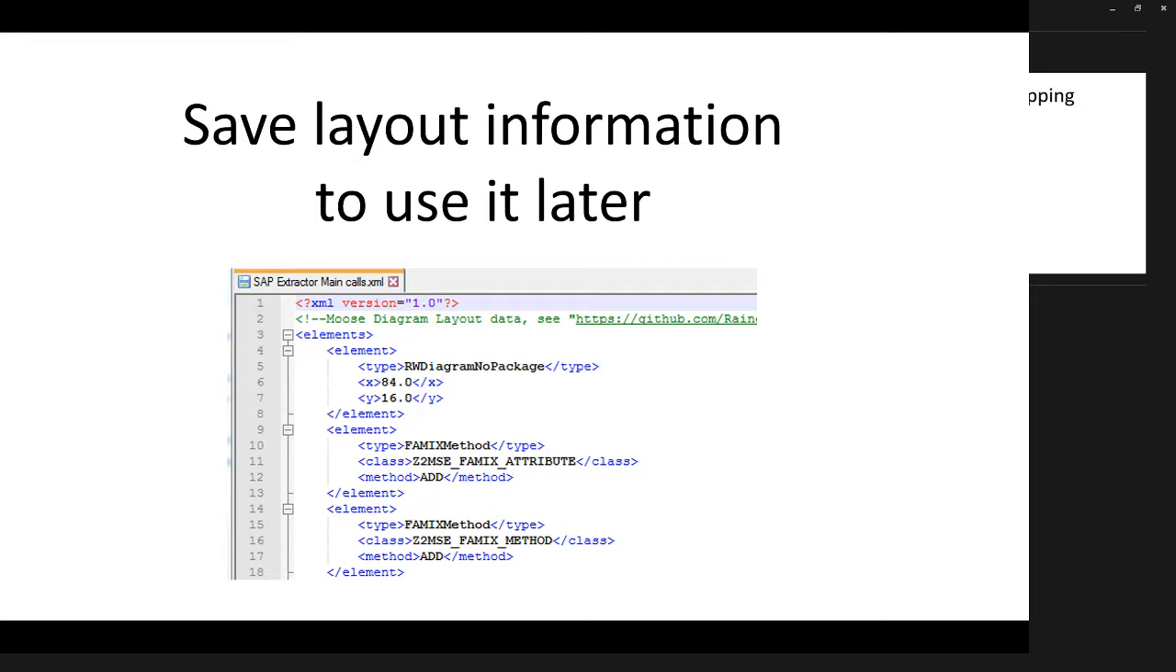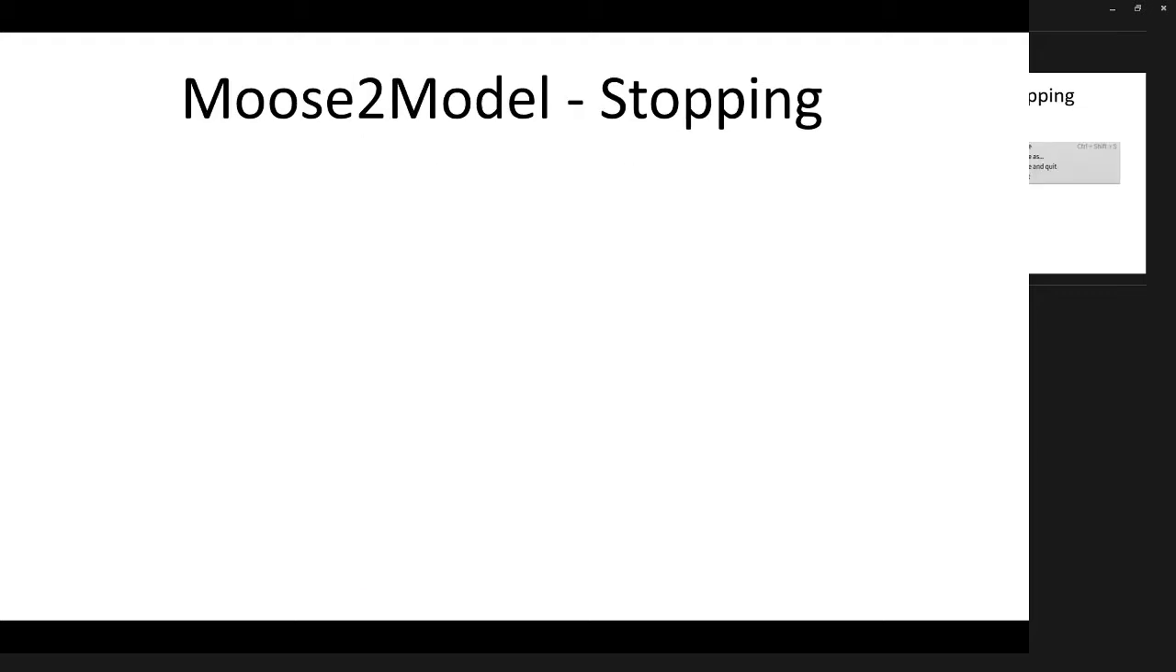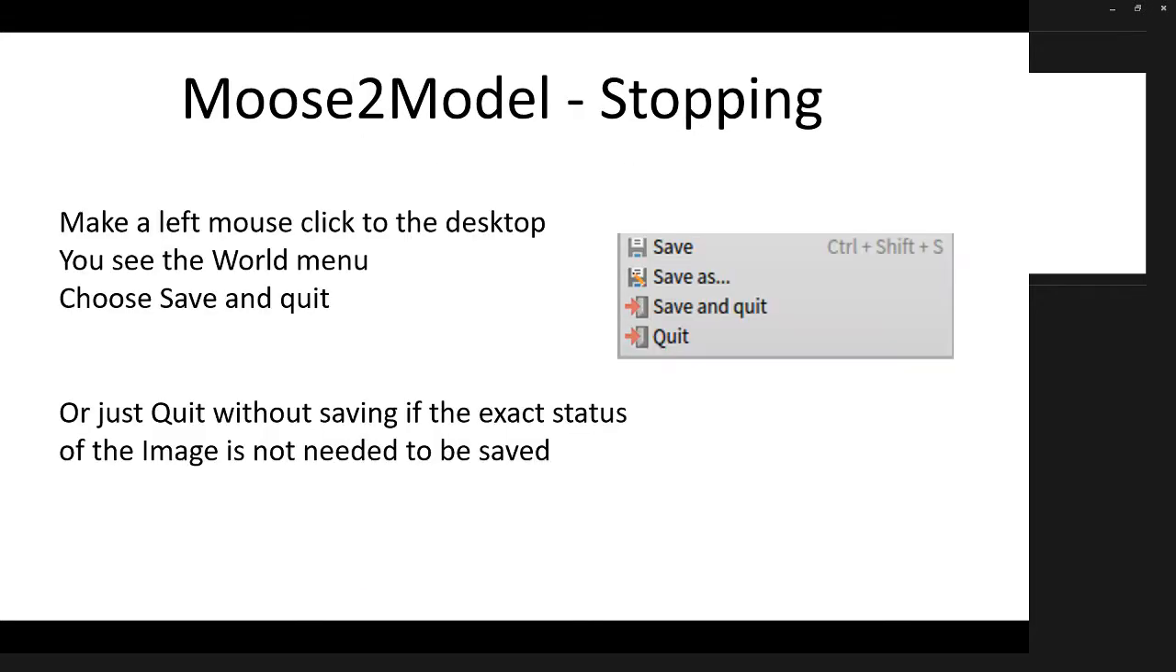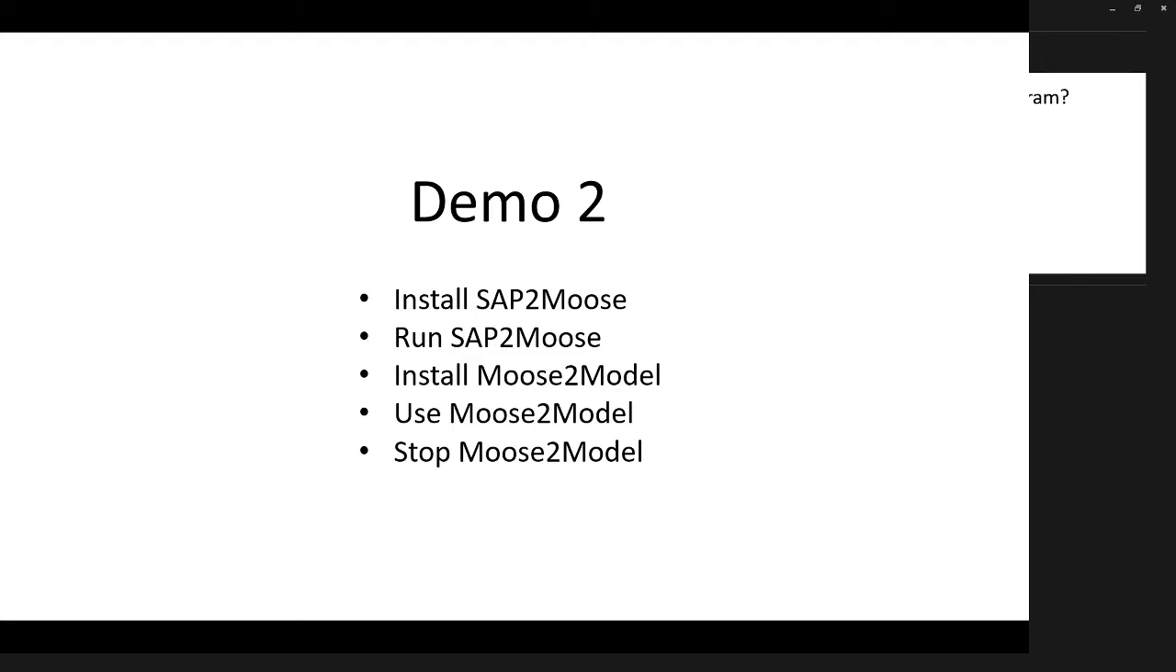And here, this is the XML file that is written by the Muse to Model application, where the position information or comments are stored. And again, to stop, you make a left mouse click on the desktop, then we have the world menu and choose save and quit, or you may just throw the image away. Okay, now I will show how to do this.